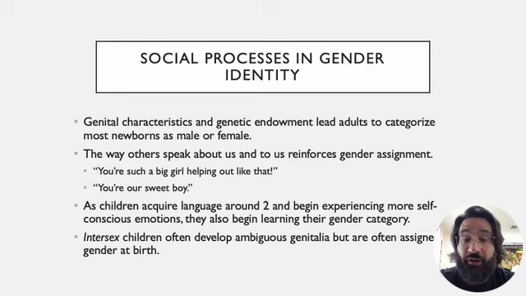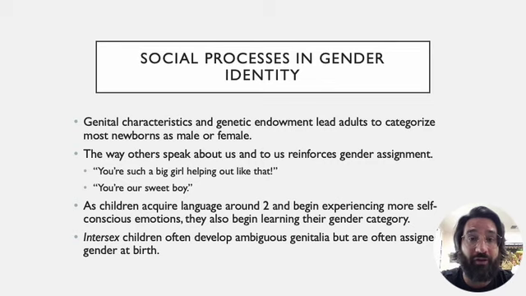But with gender identity, right, there are a lot of social processes going on in terms of how one acquires a gender identity. Genital characteristics and genetic endowment lead adults to categorize most newborns as male or female. And so that is done primarily by checking the genitals, right? Is it a boy? Is it a girl? And that's where this process really begins. And as we'll see with intersex children, they often develop what we call ambiguous genitalia. It might not really be clear whether we're looking at what we refer to as male or female.